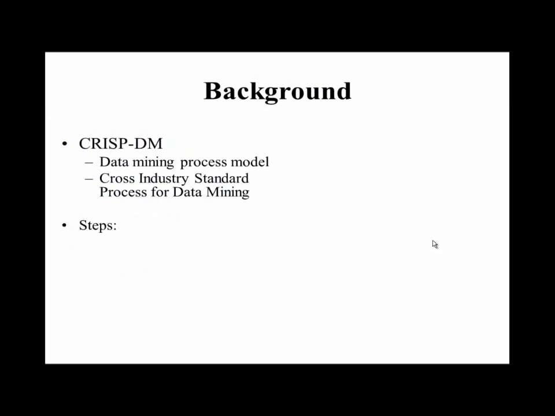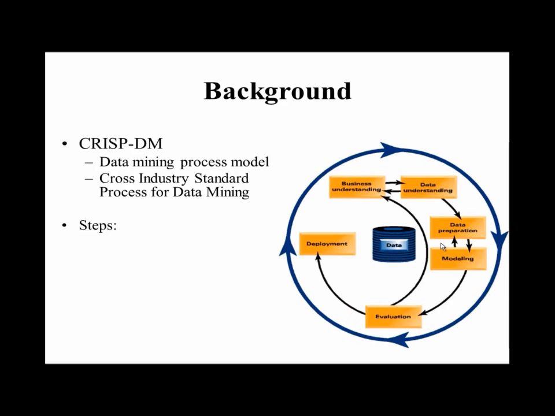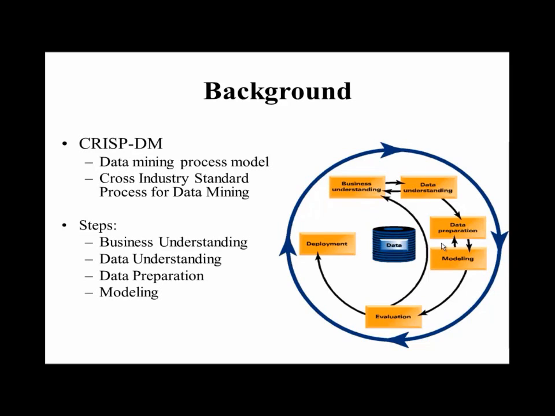In the data mining process, the CRISP model is a very popular and commonly used approach for data mining. It refers to the cross-industry standard process for data mining. Steps to implement for this model are: first, business understanding; second, data understanding; third, data preparation; fourth, modeling; fifth, evaluation; and sixth, deployment of the model.